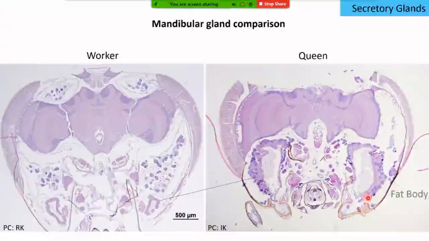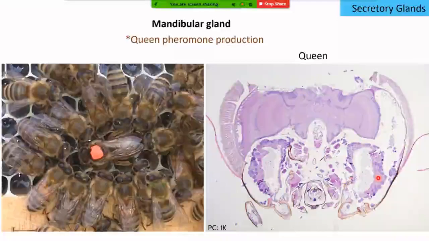In addition, these glands in queens are surrounded by these fat cells, which are these plump basophilic cells seen around the gland. And fat body in honeybees is kind of like our liver. It is responsible for some detoxification, but also for some nutrient storage. So with queens, these mandibular glands are important because this is an organ where queens produce their pheromones. And pheromones in queens, just like Elamir said, are extremely important to keep the colony in cohesion.